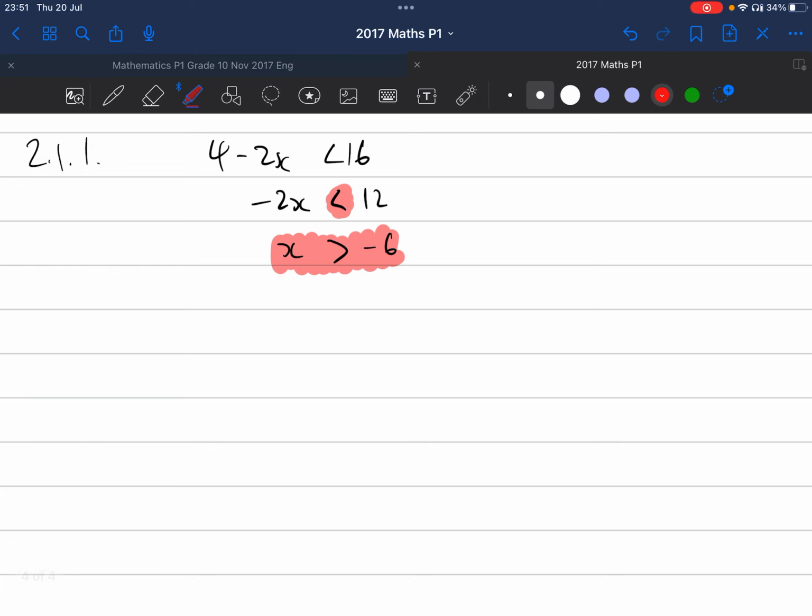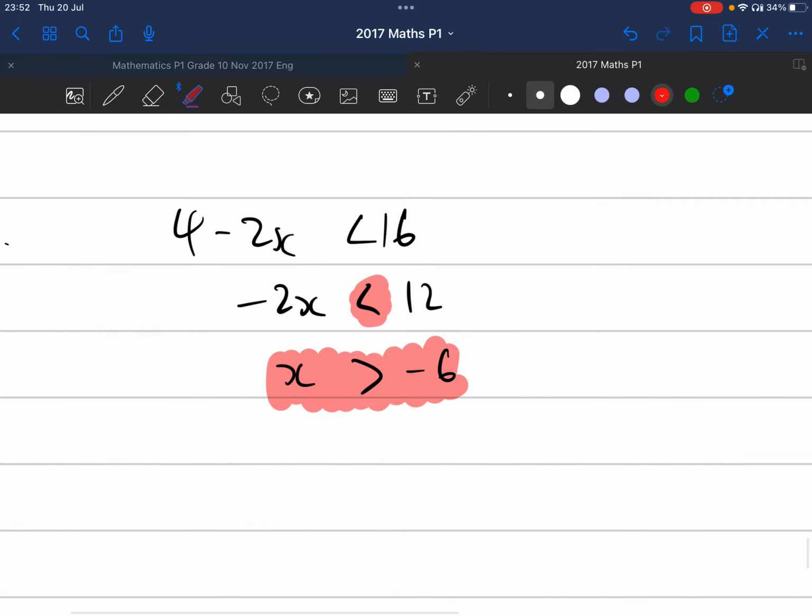And then to test this, you can substitute in that minus 6 into that there. So if I say, in my calculator, 4 minus 2 times minus 6, you'll see I get 16, right? So that means that in order for this expression to be true, in order for 4 minus 2x to be less than 16, I need my x to be greater than minus 6.